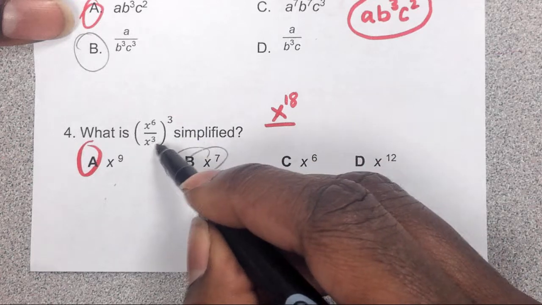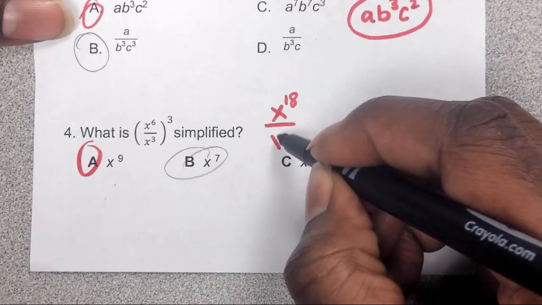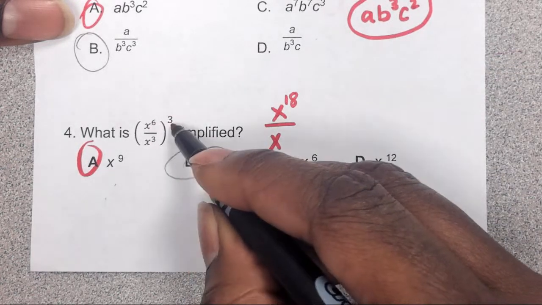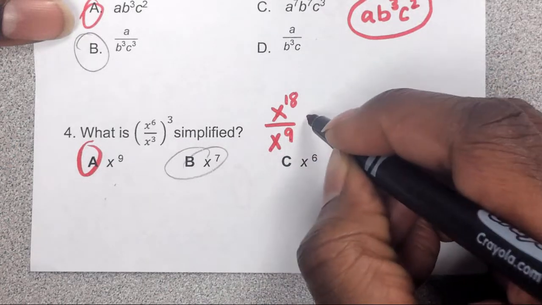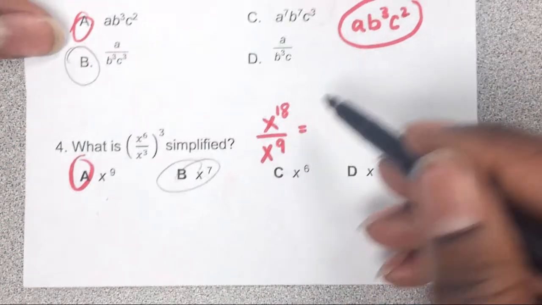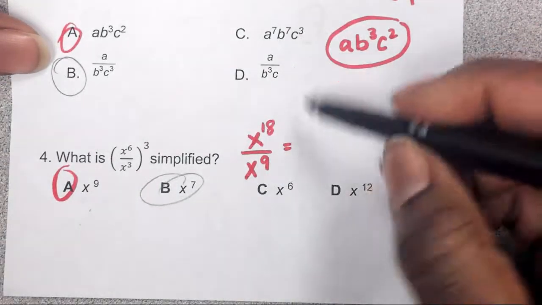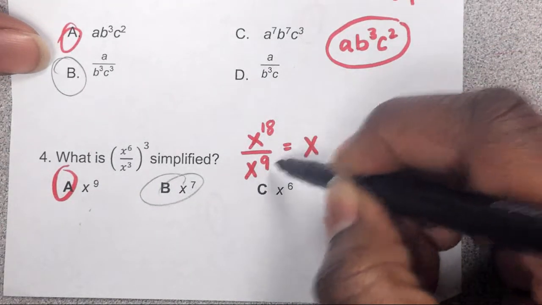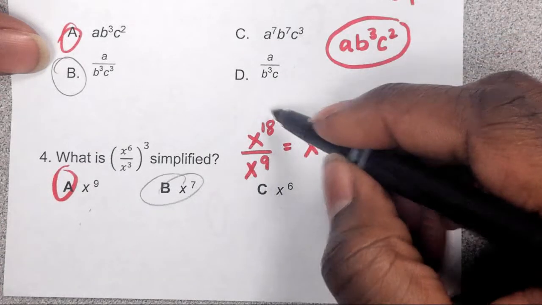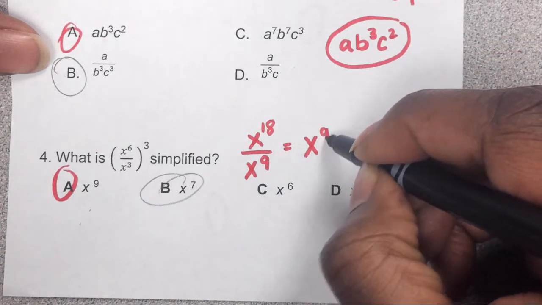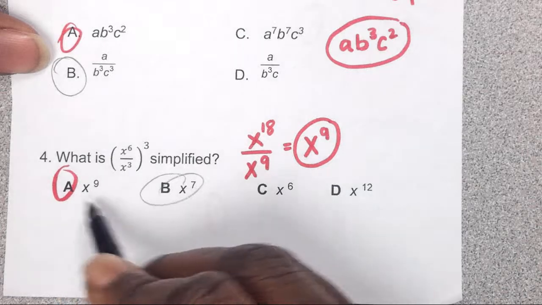And then what am I going to do with this 3 and this 3? Multiply again. It's like you're distributing here and distributing here. It's a power of 9. So now, same thing here. Divide really means to do what to the exponents? Subtract. So 18 minus 9. 18 minus 9 is 9. So the final answer should have been x to the 9.